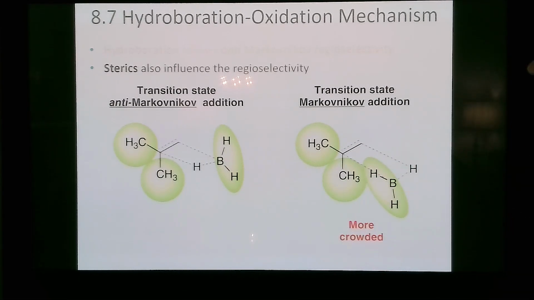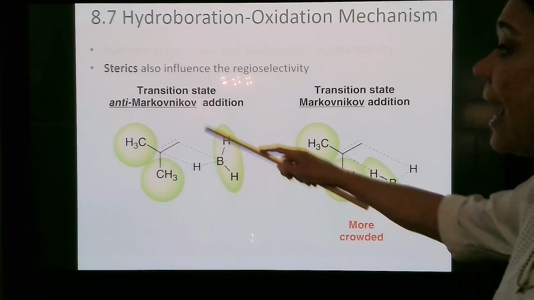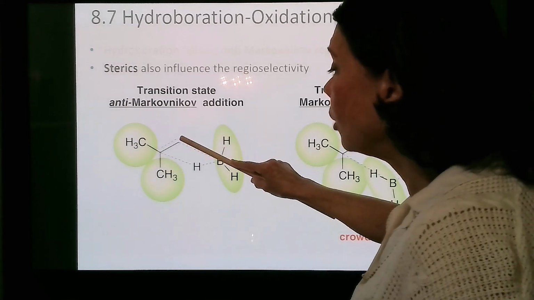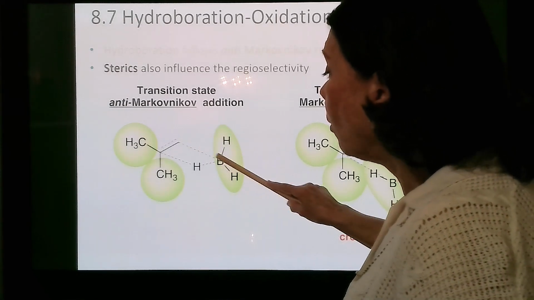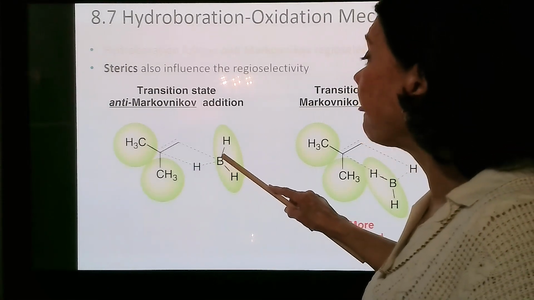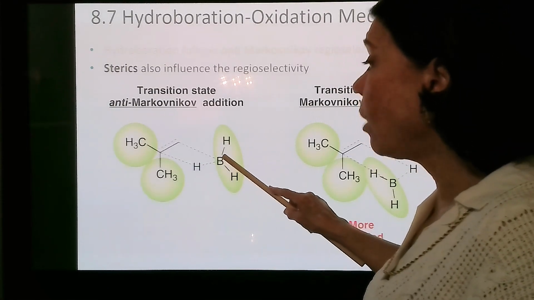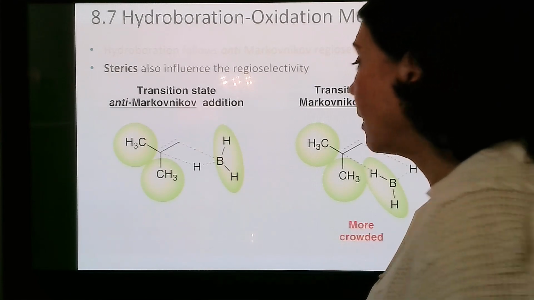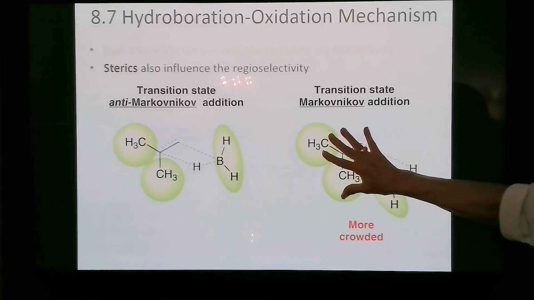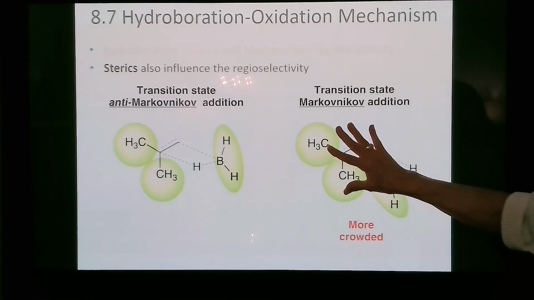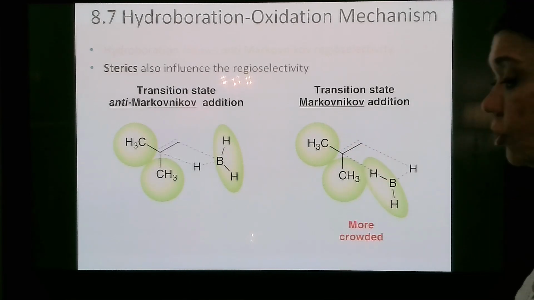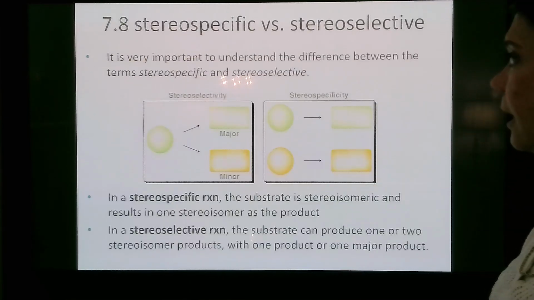It's more crowded. And so this is why you get anti-Markovnikov addition, because the boron is going to the terminal carbon, and then the boron will be replaced by oxygen in the oxidation step. And so that is what leads to the anti-Markovnikov product. This you do not obtain. You do not obtain the Markovnikov addition or the Markovnikov product in this reaction, in hydroboration oxidation.